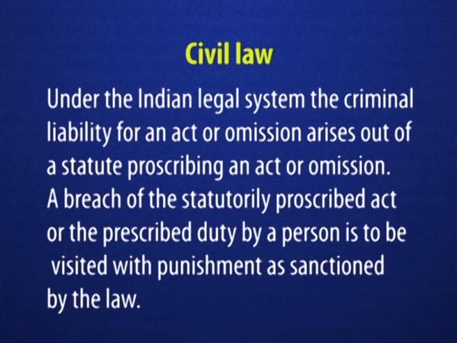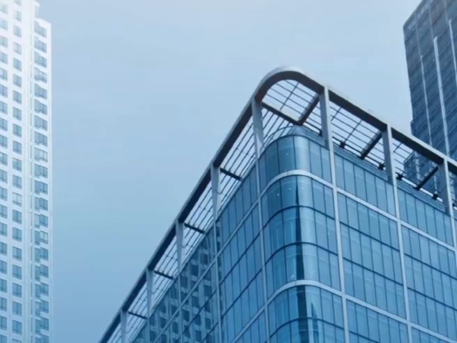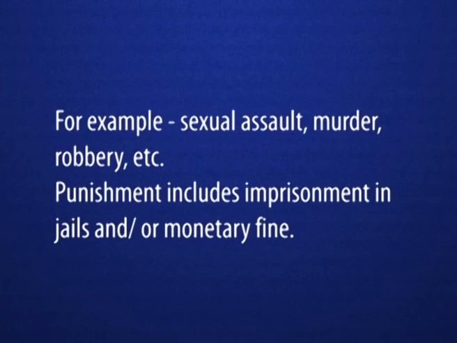There are two types of laws present in India, namely criminal law. Under the Indian legal system, the criminal liability for an act or omission arises out of a statute proscribing an act or omission. A breach of the statutorily proscribed act or the prescribed duty by a person is to be visited with punishment as sanctioned by the law. Thus, criminal law connotes only the quality of such acts or omissions as are prohibited under the appropriate penal provisions by the authority of the state. It deals with criminal disputes between organizations, individuals, or between individual and organization. It deals with crime and its punishments, therefore it is also called penal law. For example, sexual assault, murder, robbery, etc. Punishment includes imprisonment in jails and or monetary fine.